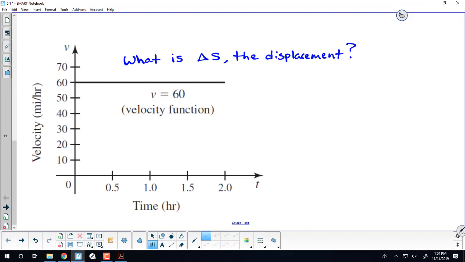You're probably looking at that and saying, well, if displacement is defined as a change in position and I don't have a position function, how could I possibly find the change in position? And that's a valid question. Here it's a little more straightforward because we can just use reasoning. Displacement is 60 miles per hour for 2 hours, which is 120.